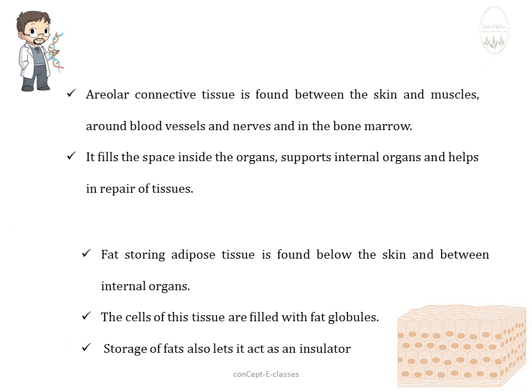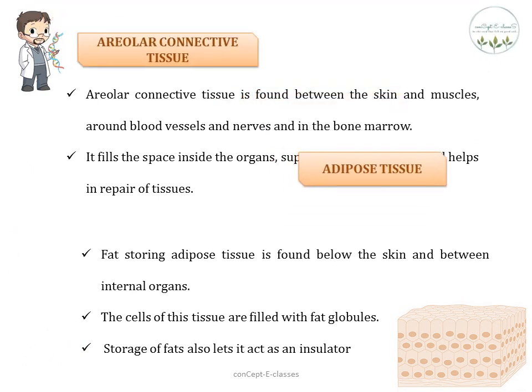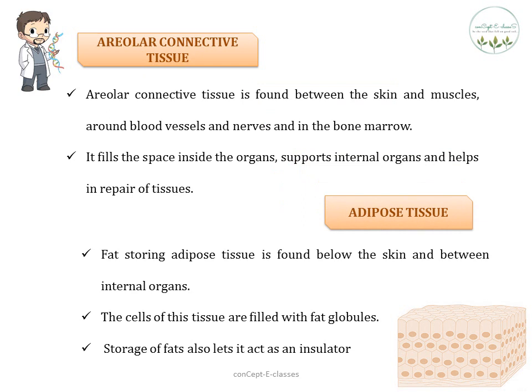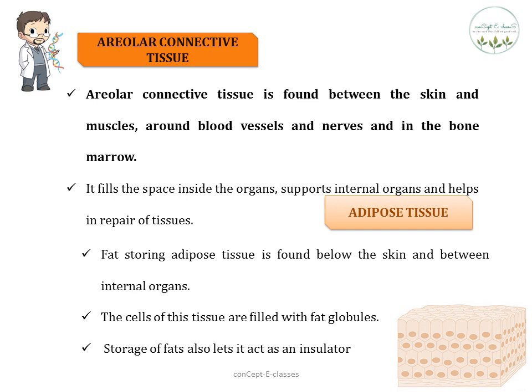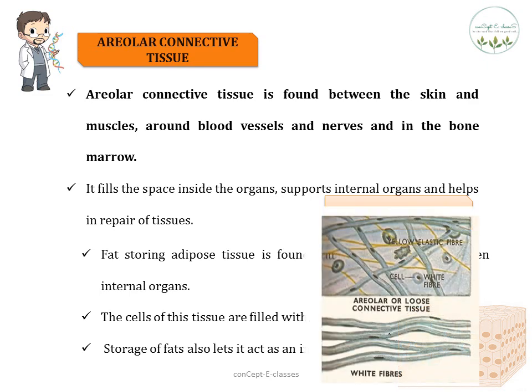Now let's see about two more connective tissues, which are areolar connective tissue and adipose connective tissue. First let's see about areolar connective tissue. Where can we find this areolar connective tissue? It is found between the skin and the muscles, around the blood vessels and nerves, and inside the bone marrow. This areolar connective tissue is a loose connective tissue. If you observe its matrix, it consists of yellow and white fibers, and all these fibers are loosely arranged, with space between them. That is why it is called areolar connective tissue.